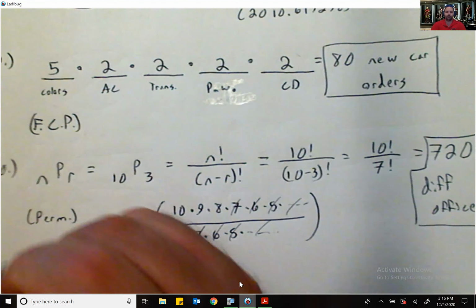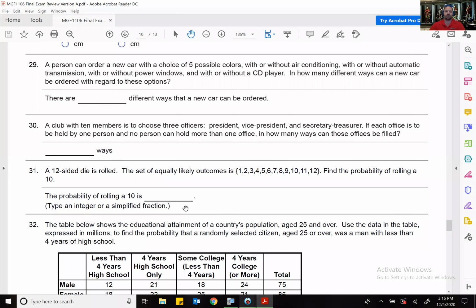31. So this one is all about probability. They want to know the probability of rolling a 10. We have a 12-sided die, and the set of outcomes is 1, 2, 3, 4, 5, 6, 7, 8, 9, 10, 11, 12. Find the probability of rolling a 10.